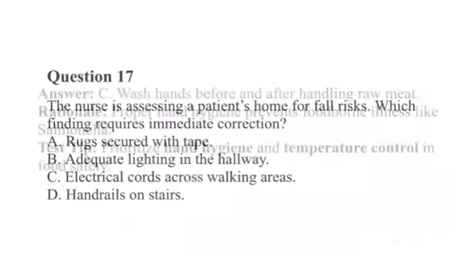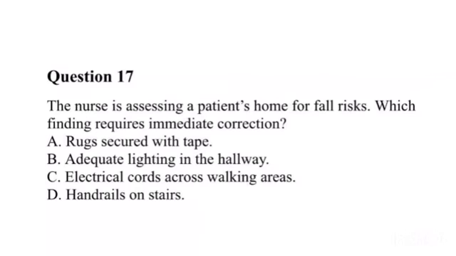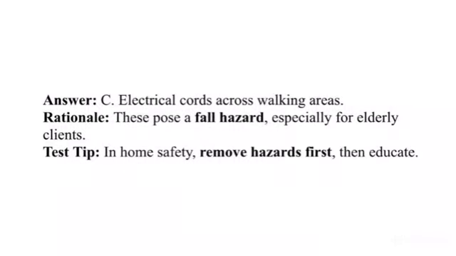Question 17. The nurse is assessing a patient's home for fall risks. Which finding requires immediate correction? A. Rugs secured with tape. B. Adequate lighting in the hallway. C. Electrical cords across walking areas. D. Handrails on stairs. Answer: C. Electrical cords across walking areas. Rationale: these pose a fall hazard, especially for elderly clients. Test tip: in home safety, remove hazards first, then educate.